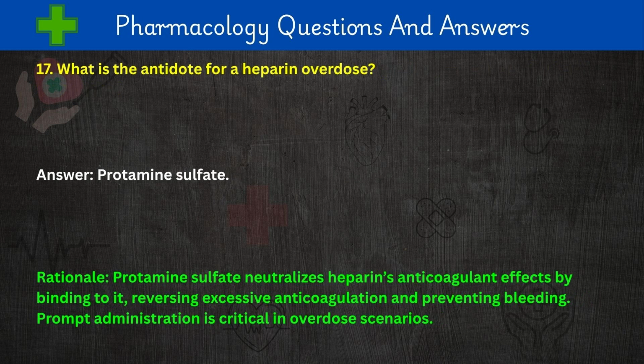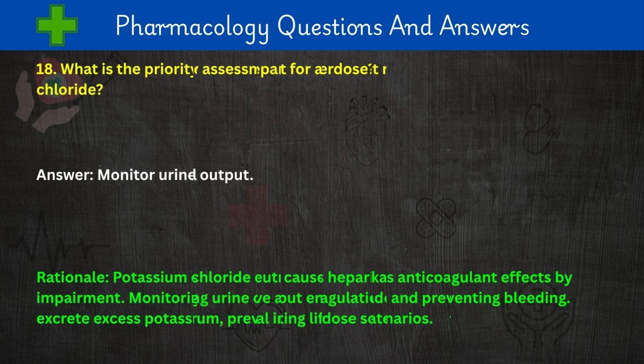17. What is the antidote for a heparin overdose? Answer: protamine sulfate. Rationale: protamine sulfate neutralizes heparin's anticoagulant effects by binding to it, reversing excessive anticoagulation and preventing bleeding. Prompt administration is critical in overdose scenarios.